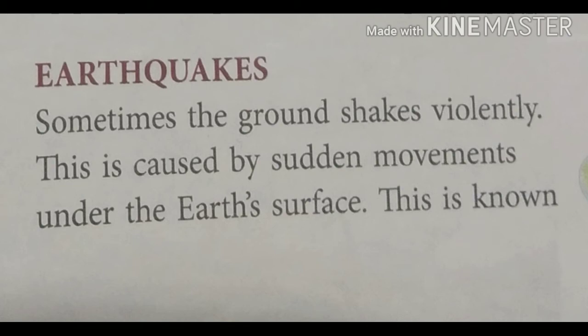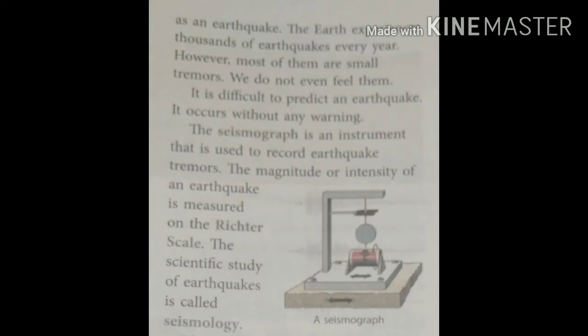Earthquakes. Sometimes the ground shakes violently. This is caused by sudden movements under the earth's surface. This is known as an earthquake. The earth experiences thousands of earthquakes every year. However, most of them are small tremors. We do not even feel them. It is difficult to predict an earthquake. It occurs without any warning.